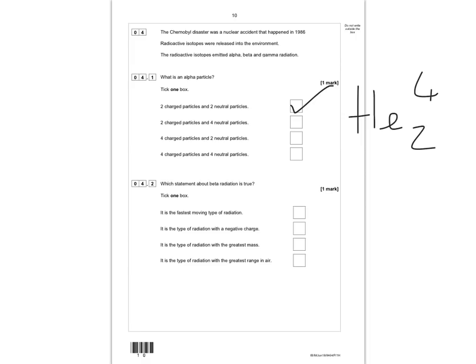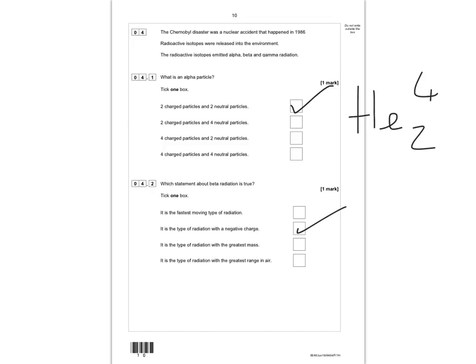4.2 says which statement about beta radiation is true? Tick one box. So is it a fast moving type of radiation? Well, beta's not the fastest because gamma is actually the fastest. It's a type of radiation with a negative charge. So beta, remember, is an electron, so it does have a negative charge. So that's the correct one.